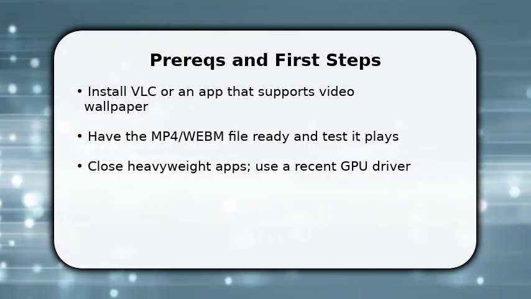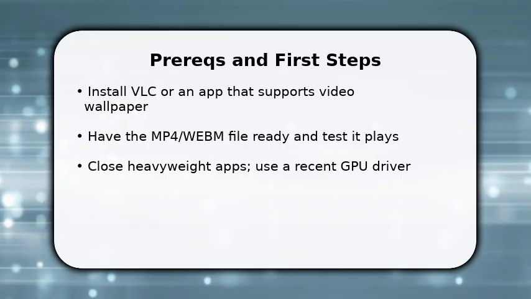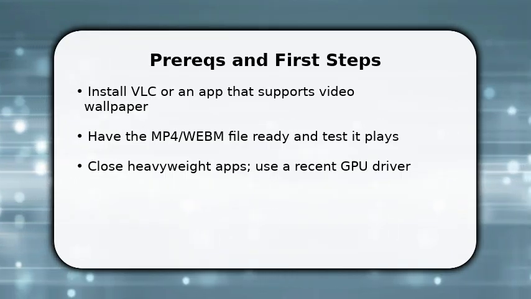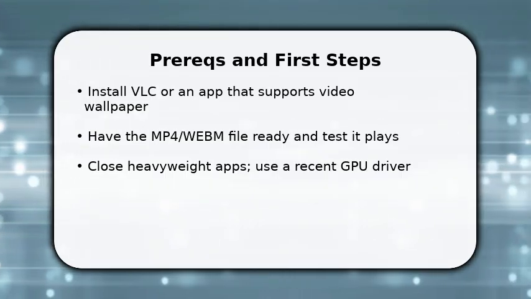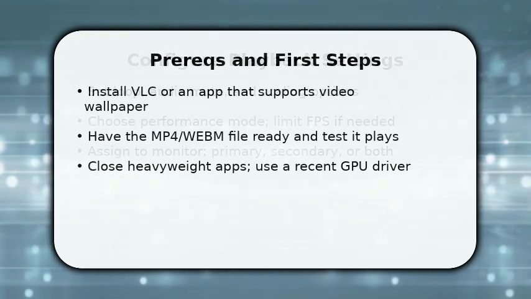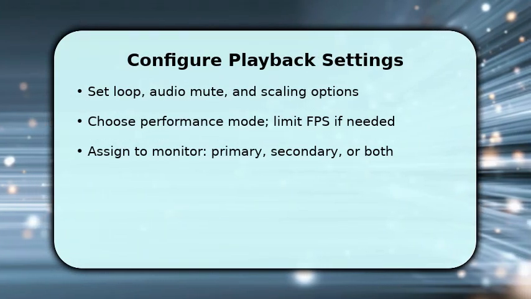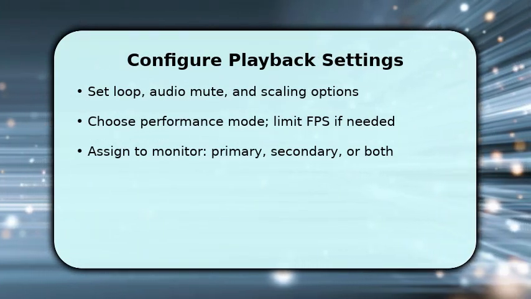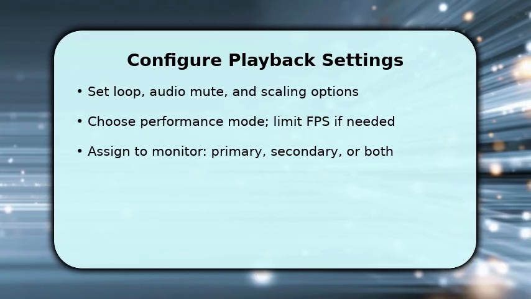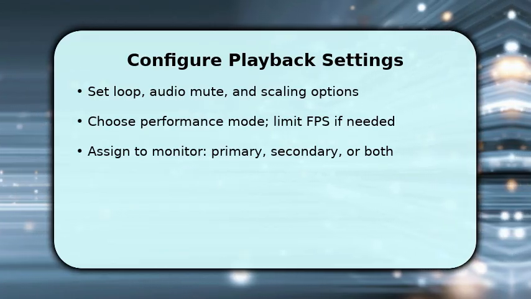Now open the Wallpaper app or VLC and bypass obvious settings. Go straight to the feature that sets video as wallpaper and select your file to begin. Once the file is selected, configure playback. Set loop on and mute audio unless you want sound. That prevents sudden audio from interrupting you.